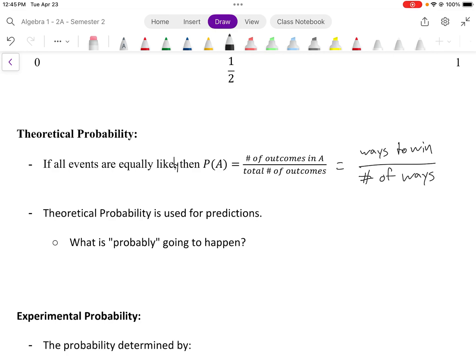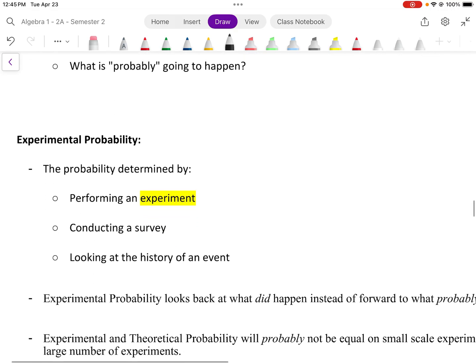Okay. Theoretical probability is used for predictions of what is probably going to happen. The simplest one is flipping a coin, and say I want to get the probability of finding heads. There's one way to get heads. That's the ways to win. But there are 2 ways for the coin to land, heads or tails. The probability would be 1/2. This theoretical probability is used for what could happen in the future.